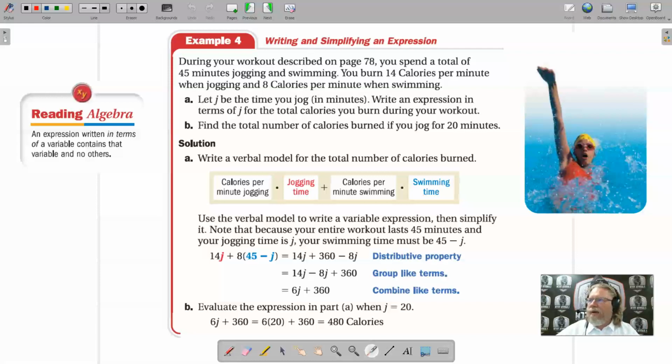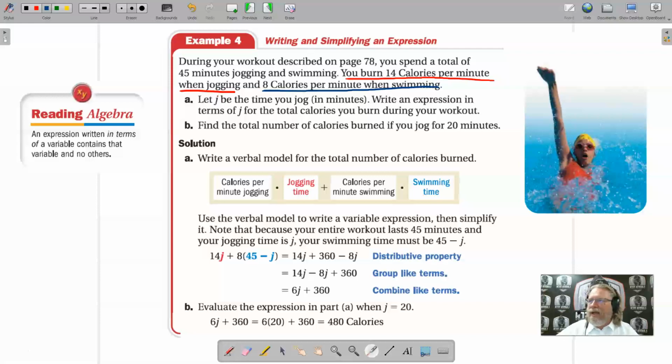So during your workout described on page 78, you spend a total of 45 minutes jogging and swimming. You burn 14 calories per minute when jogging. That's important information there: 14 calories per minute when jogging. And then we'll color code it: 8 calories per minute when swimming. And I think I actually color coded the same as they did down there. I really wasn't even planning it that way.